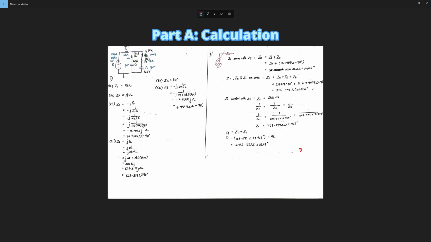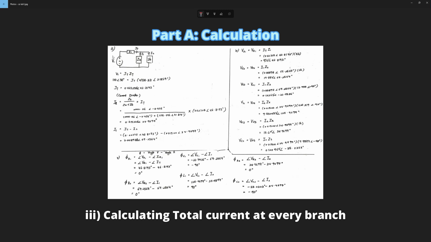Okay, so for the Z total, the total impedance, which is ZC plus Z1, we got the answer 4,730.1608 ohm with 3.1827 degrees. So the third one is to find the total current at every branch.